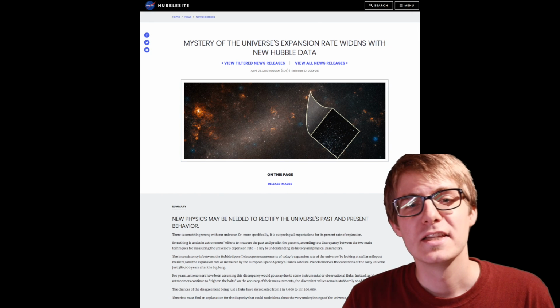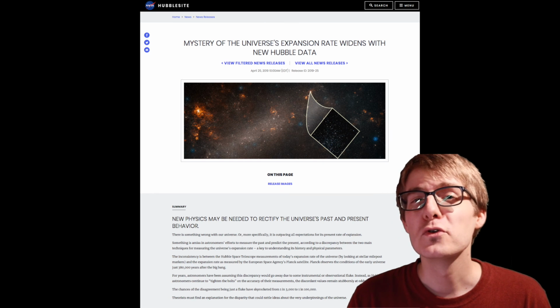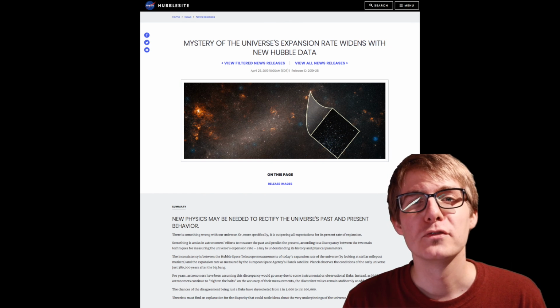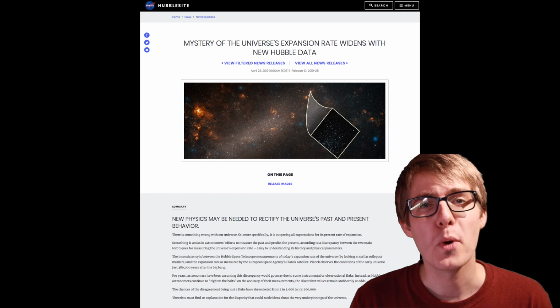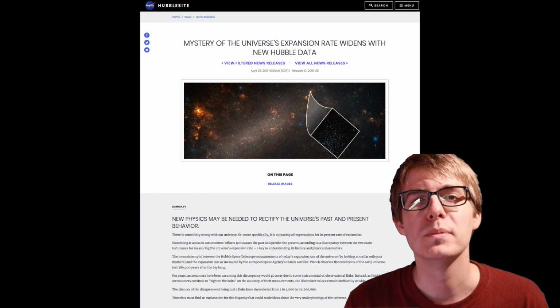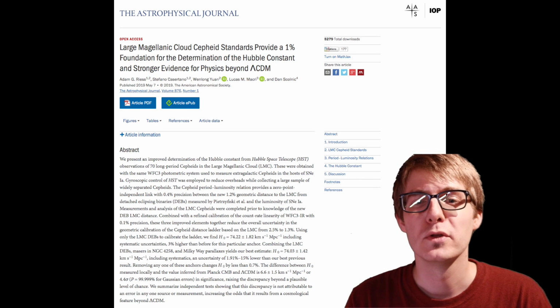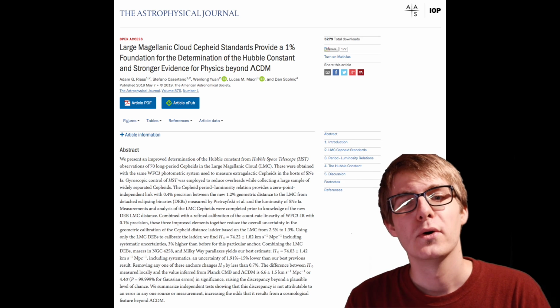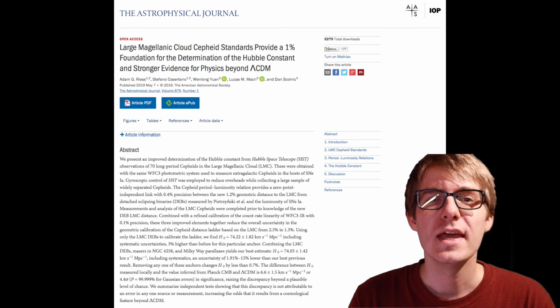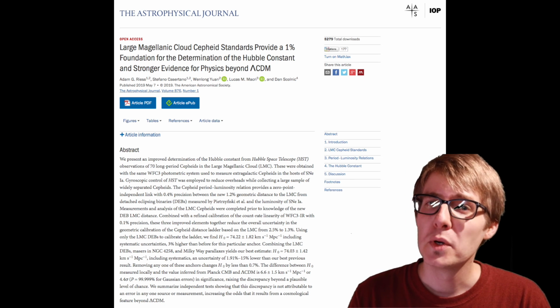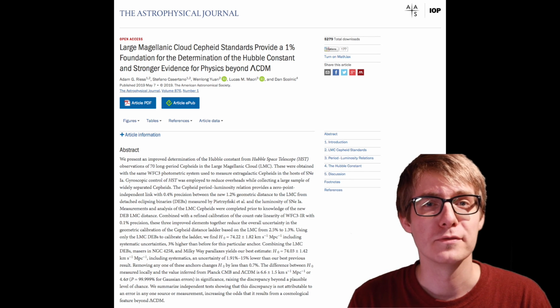Often, this gets picked up by the media and grossly embellished, which leads to headlines like "Mystery of the Universe's expansion rate widens with the new Hubble data." In the latest publication, Adam Riess's collaboration reports on an already 1.8% determination of the Hubble constant. So the 1% level isn't far off.